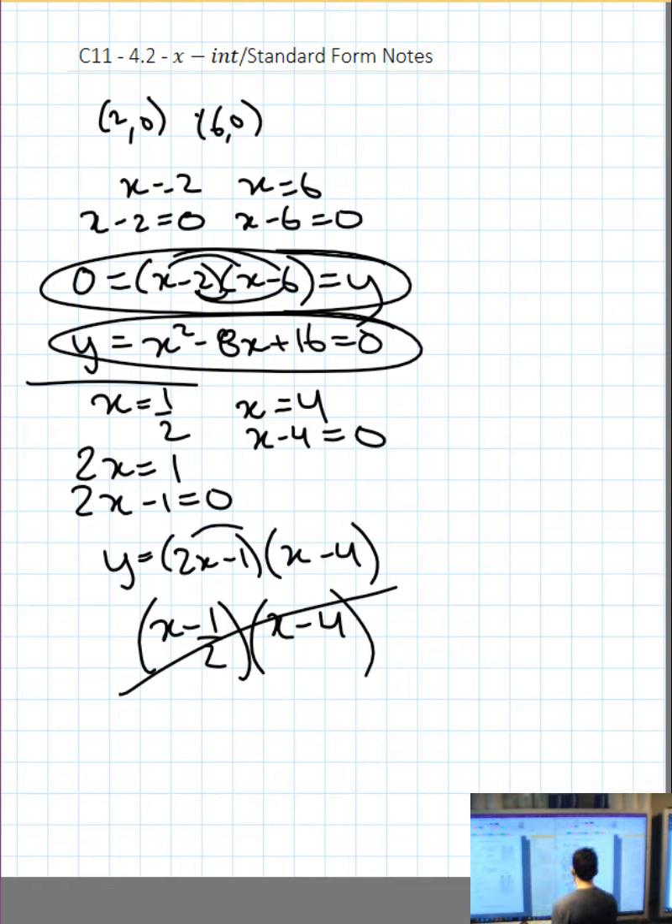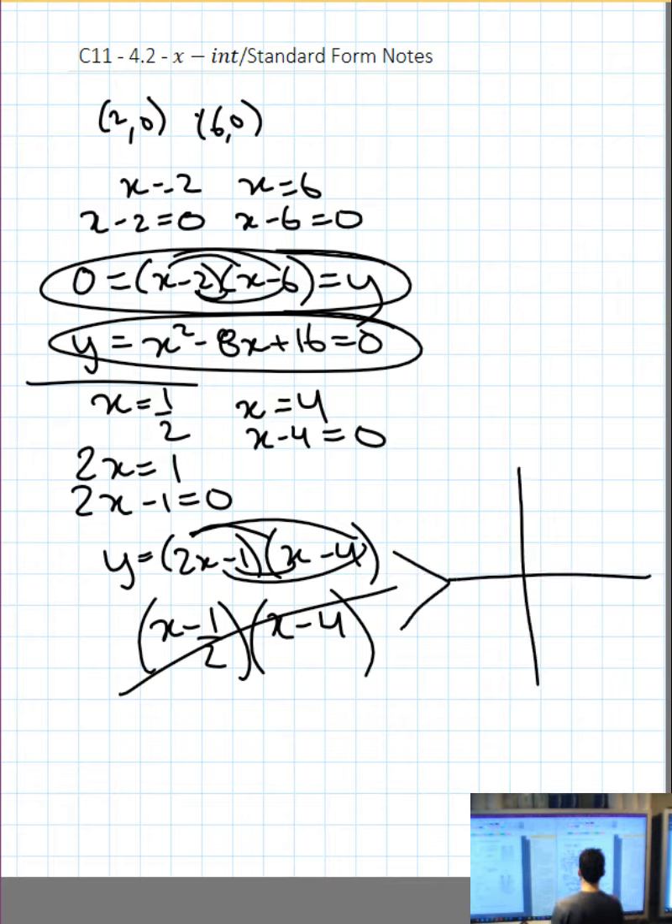Then FOIL it out. And you're not going to get any fractions, like you can see in the notes of the example above compared to the example below. But either way, let's graph both these things. They both have x-intercepts at 4 and 1/2. One of them is just flatter with the same x-intercepts, and one is just steeper with the same x-intercepts.